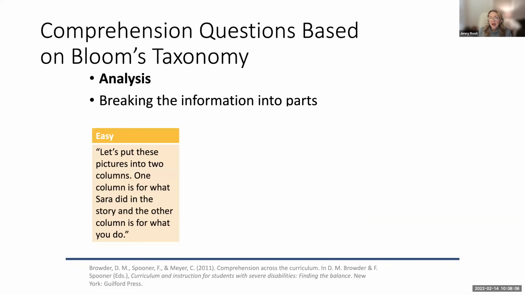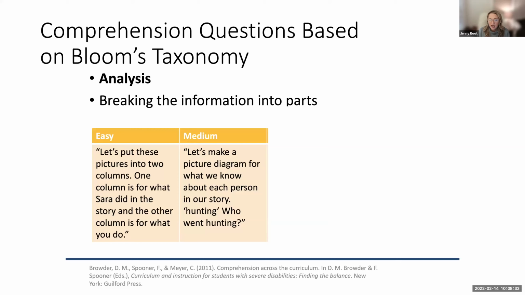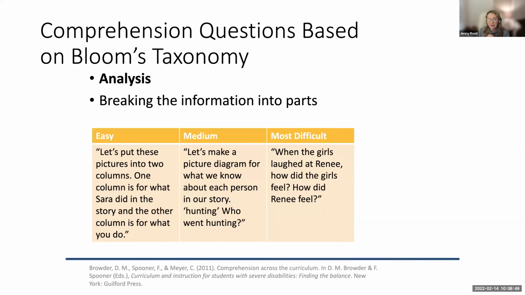A medium level would be something like, let's make a diagram for what we know about each person in our story. Hunting, who went hunting? Right. So being able to break the information into parts, match the character's personality traits or character's events, maybe their opinions with them. And then more difficult would be something like when the girls laughed at Renee, how did the girls feel? How did Renee feel?